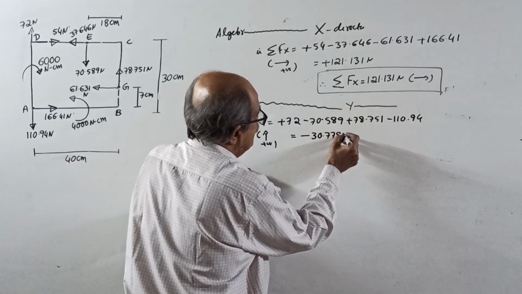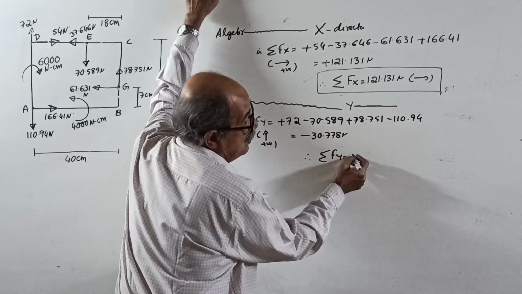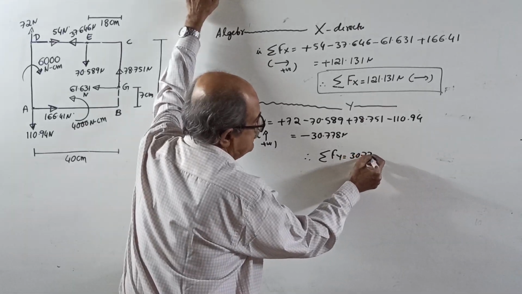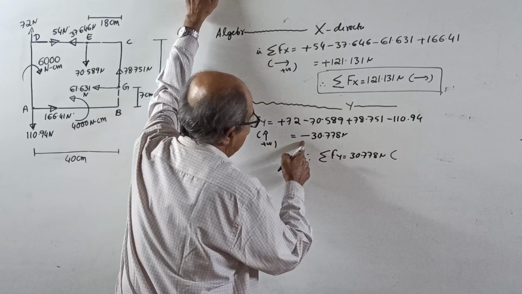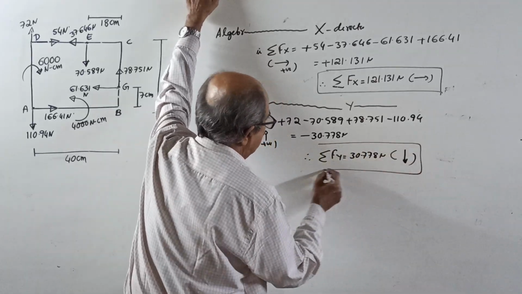This will come minus 30.778 Newton. Therefore, your sigma Fy equal to 30.778 Newton. Since negative came, it is downwards, over. Okay, these are right. Now, next.